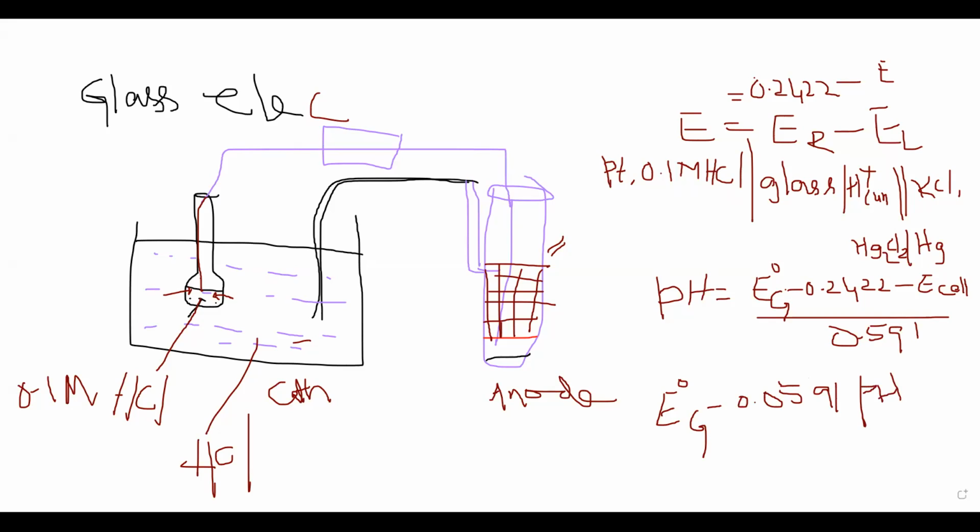Okay, this value is somewhere here. Therefore, E0G is there. If you simplify, on this side we have 0.2422 equal to E cell. In that way, you can calculate pH.